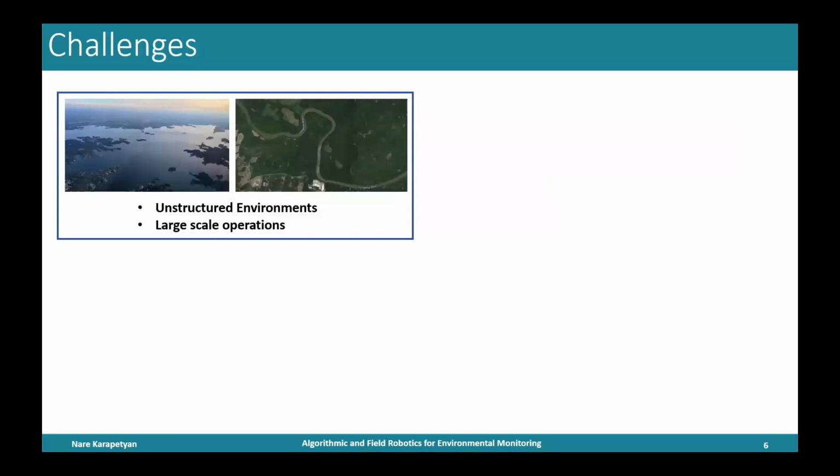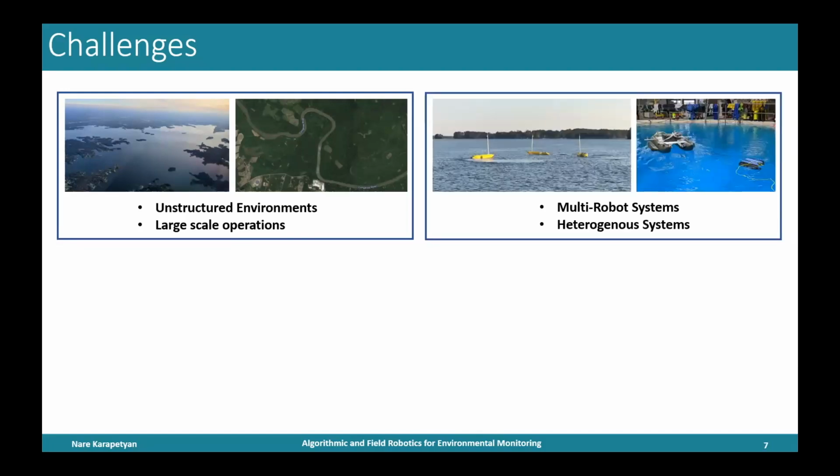Now, hopefully I motivated why environmental problems are interesting, and why we are also interested from the robotics perspective. Well, for one, the technical challenges in this field: unstructured environments, which are the environments where these types of problems occur, are very hard to solve as planning problems. Or when we go to large-scale operation, especially when we move towards multiple robots or heterogeneous systems, the problem becomes more computationally complex and is also known to be an exponentially hard problem.